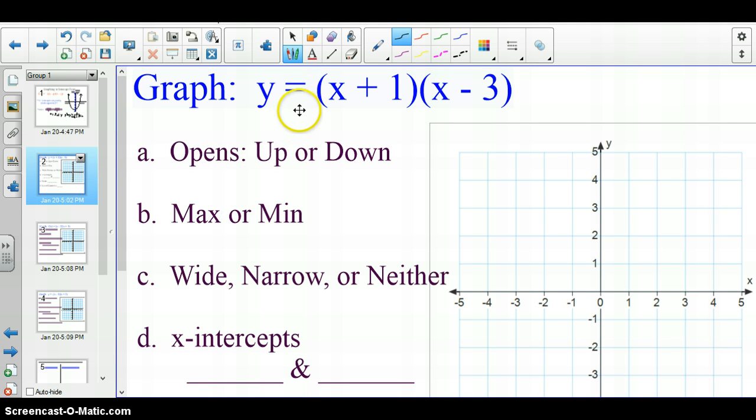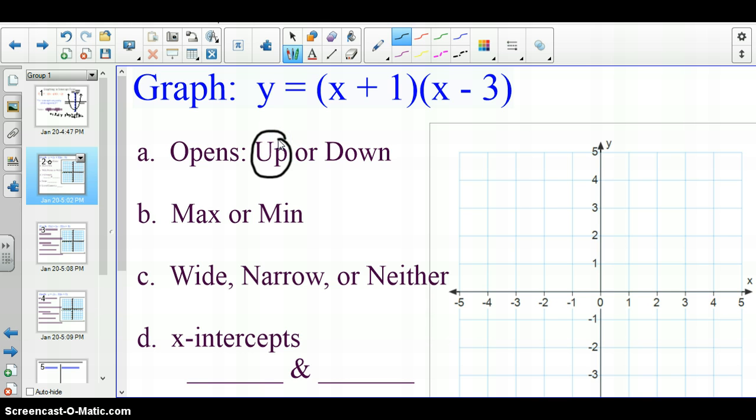Just like in standard form, look at the number out in front of the parentheses. That will tell us if it opens up or down, if it's a maximum or minimum, and if it's wider, narrower, or neither. Here, there's nothing in front of the parentheses, so that means it's positive, so it opens up.